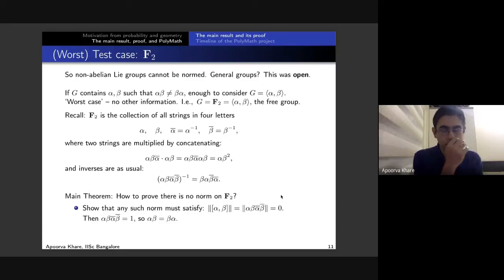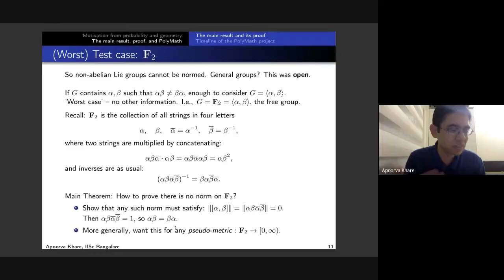So the idea that turned out to help was that we want to show that any such norm must satisfy that the norm of a commutator is zero. Why so? Because if the norm of a commutator is zero, what can the commutator be? It has to be equal to one. It has to be the identity element. But then that means that alpha beta equals beta alpha, right? You can take these to the other side. And more generally, we would like to do this, or this is a technical point about pseudometrics and so on. But anyways, that's where the matter lay.